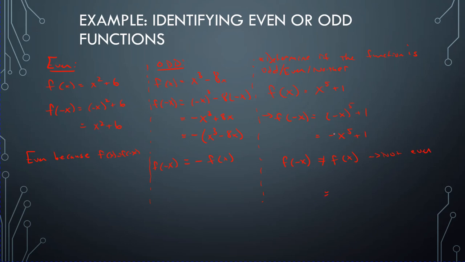Well, what if I factor out a negative? This becomes x to the 5th minus 1. Do you know what this is not equal to? This is not equal to minus f of x. This would have to be a plus in here, because x to the 5th minus 1 is not x to the 5th plus 1. So what this means is it's not an odd function either. So this function is neither an odd or even function. It's neither.